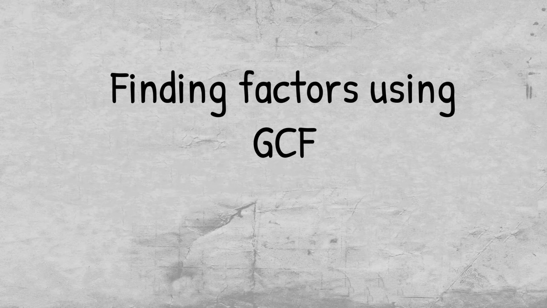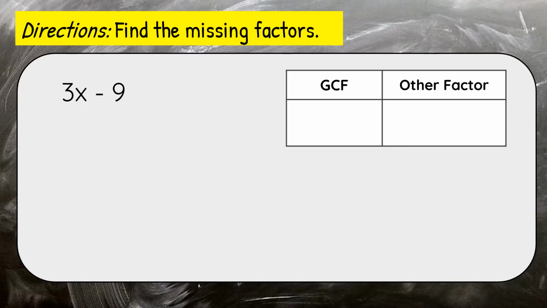Let's do a quick review on how we can factor using the greatest common factor. Last class we said that the first thing we want to do is find the GCF. So let's start with 3x and 9. With the 3, the only way to make 3 is 1 times 3, and then we have x. To multiply to make 9, it has to be 1 times 9 and 3 times 3.